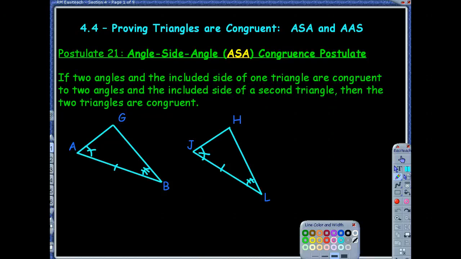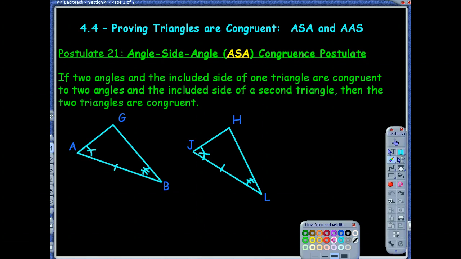Section 4.4 is going to continue this idea of proving triangles are congruent, which we explored some new shortcut postulates yesterday. Let's recap on that. What do you think? What do you remember? I remember that a couple days ago we talked about how you needed 6 things to prove triangles congruent: all the sides and all the angles, corresponding parts congruent.